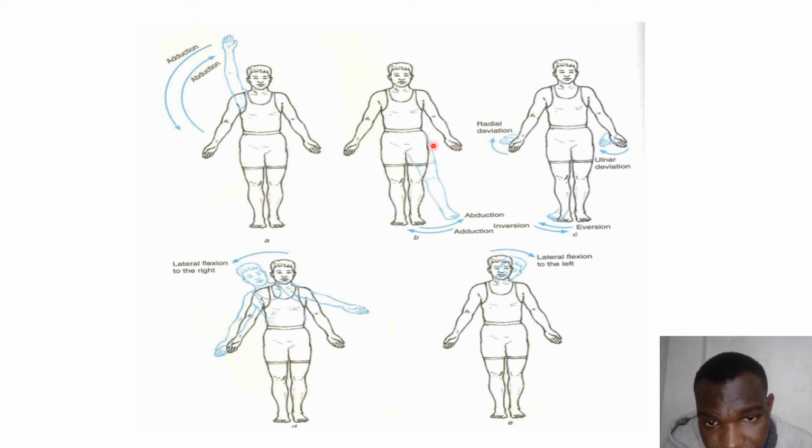You can see in the hip, abduction, adduction. I have to pierce here. All right. So abduction and adduction is piercing in the sagittal axis, whereas flexion and extension is piercing the axis in the coronal or frontal plane.